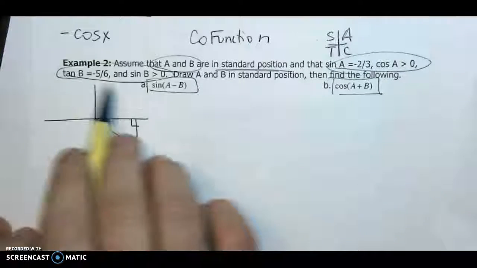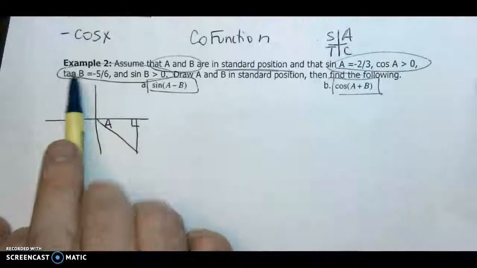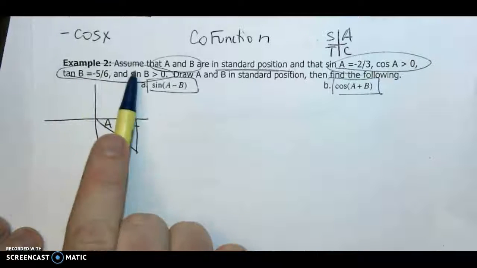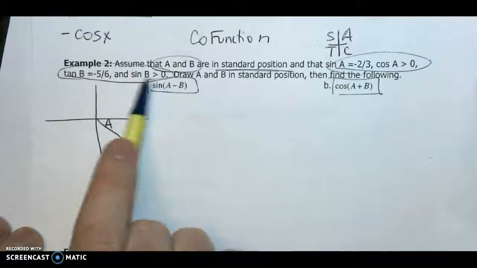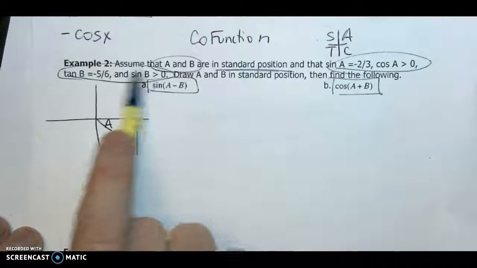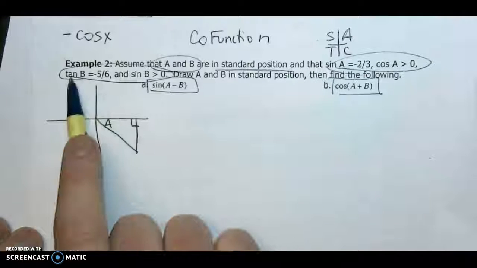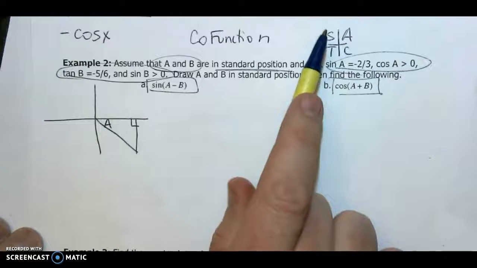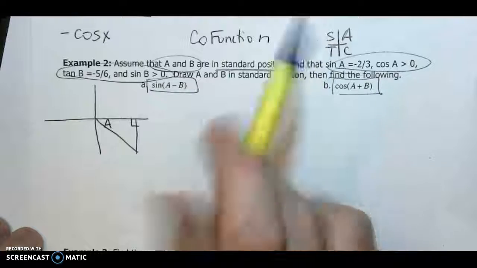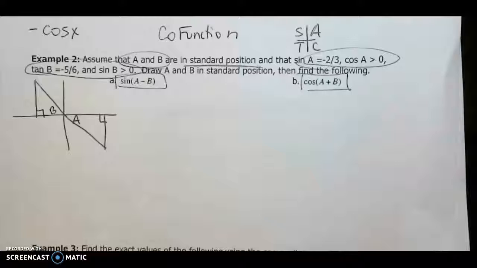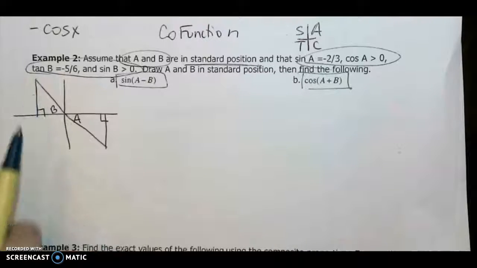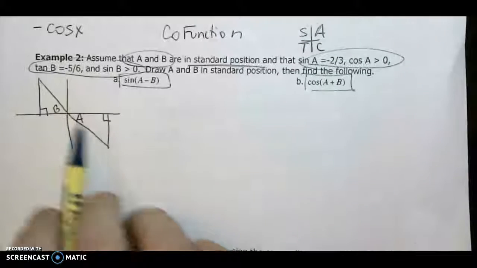Well, now let's find B, and then I'll label them. So this says tangent is negative, and the sine of B is positive, because greater than 0. So where is sine positive? Well, that would be quadrants 1 and 2. And since tangent's negative, we're going to have to go with quadrant 2, because everything's positive in quadrant 1. So we have B drawn in quadrant 2. Now we're going to go through and label them.